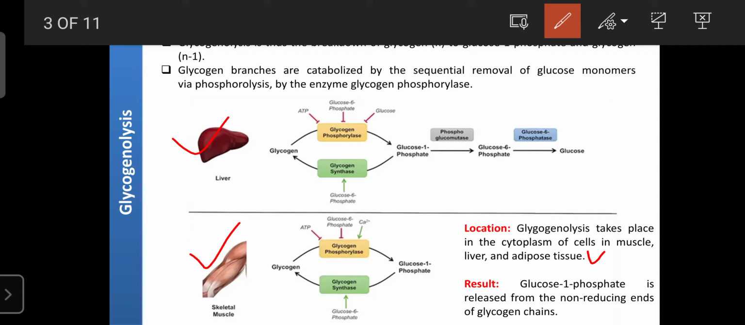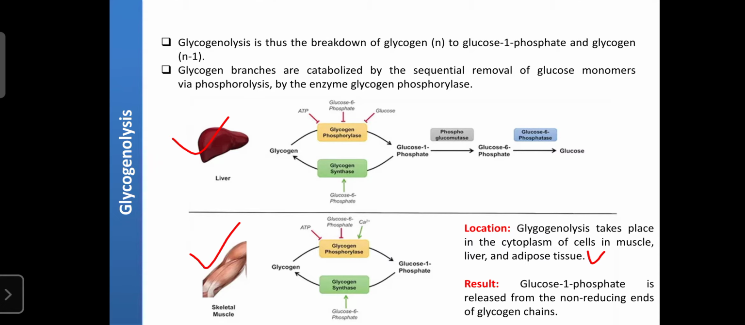Regarding the result, at the end of glycogenolysis, glucose 1 phosphate is produced from the non-reducing ends of glycogen chains. One glucose 1 phosphate molecule will be released from the non-reducing end of the glycogen chain. So this is the short introduction to glycogenolysis.